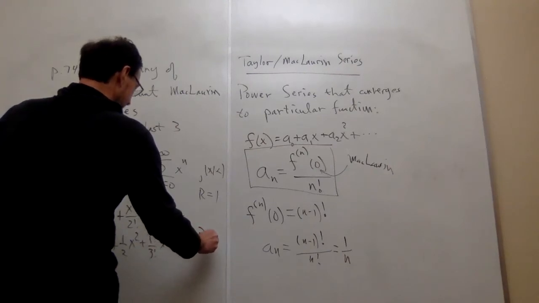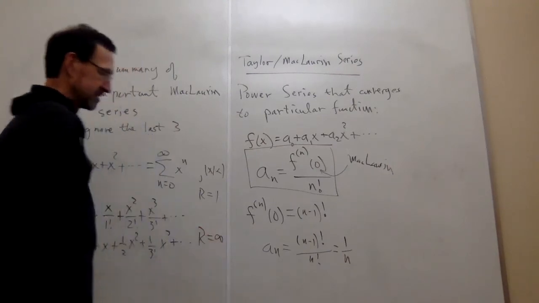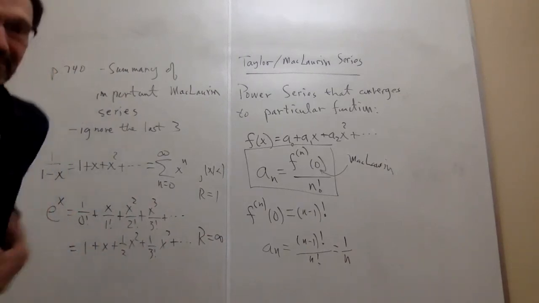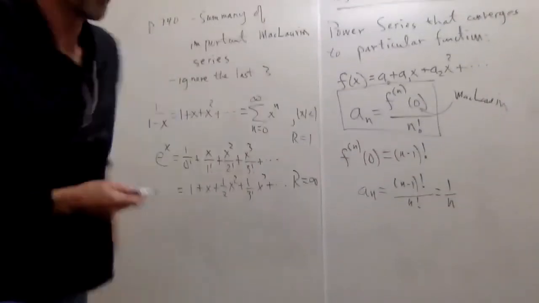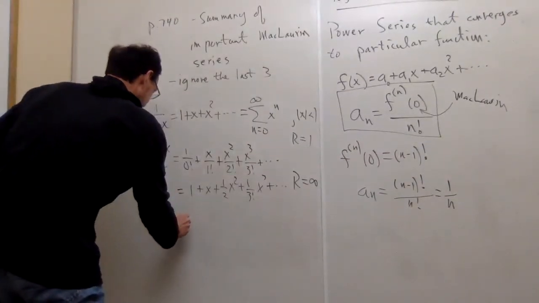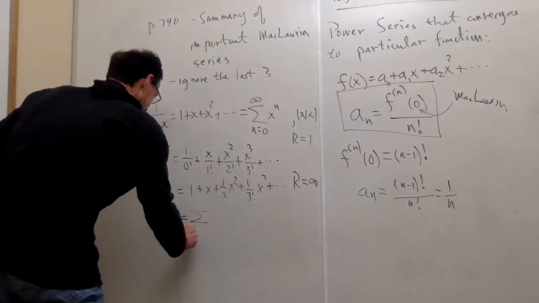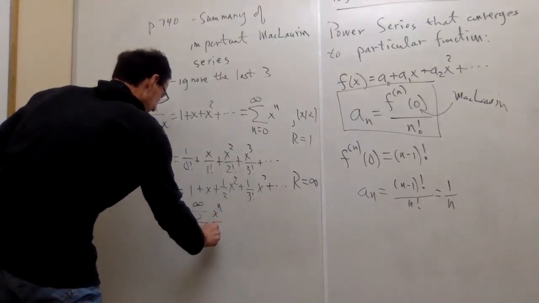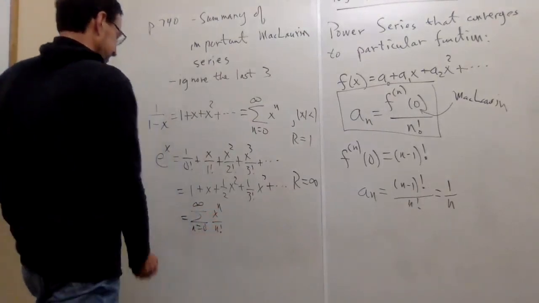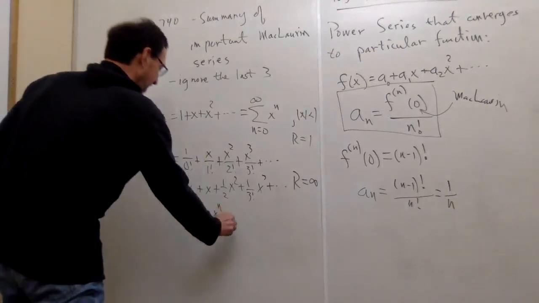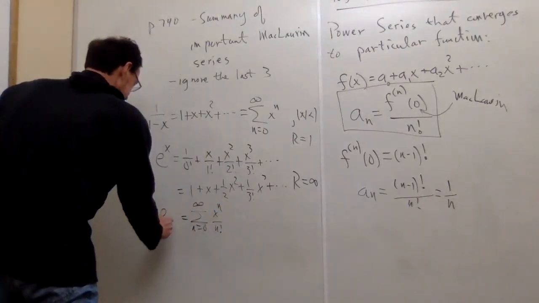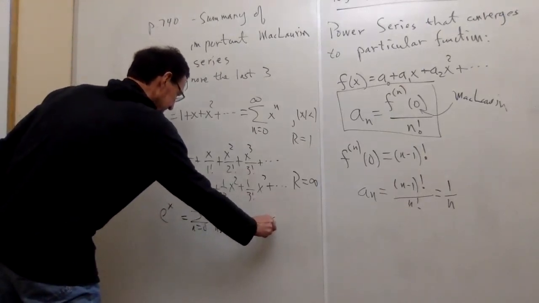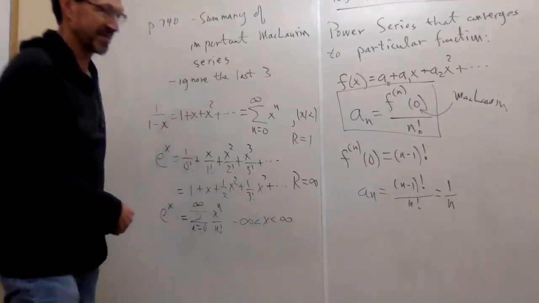It converges for all x. It's kind of a miracle. It's because we have this factorial in the denominator. We can write it in sigma form: n equals 0 to infinity, x to the power n divided by n factorial. And it converges for all x. That series equals e to the x for all x. Okay.